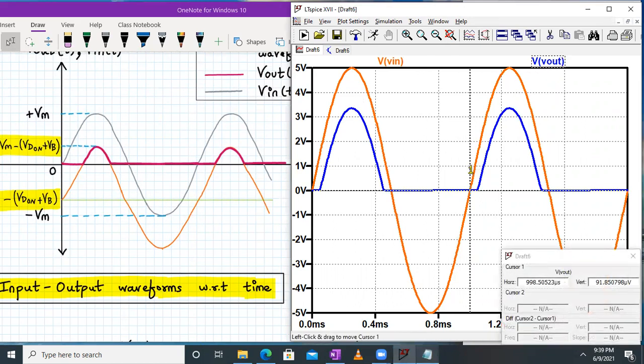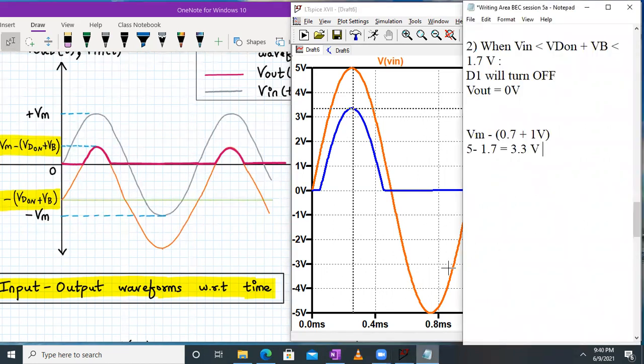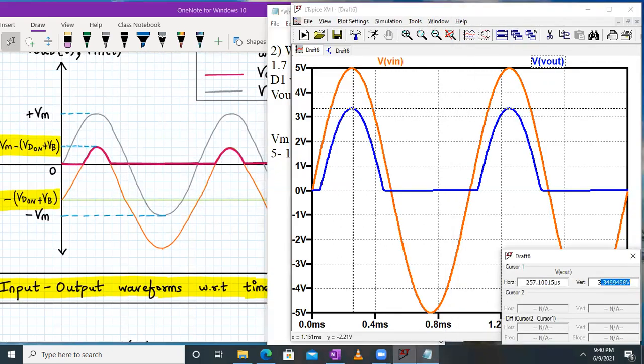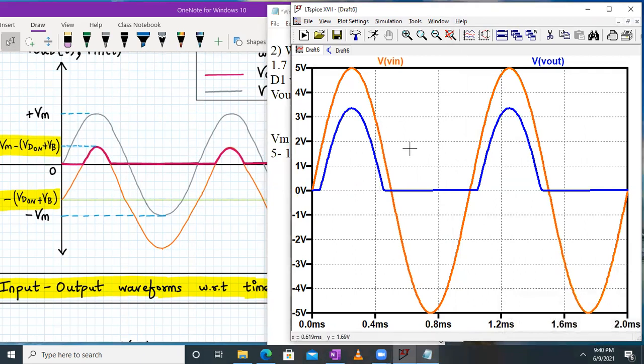Let us check how much it is. Yeah, we are getting 3.34. So very close it is. According to our calculation, it should be 5 minus 1.7, which is 3.3, and we are getting 3.34, which is correct. And as you can see, the entire nature of the waveform is also coming absolutely fine.